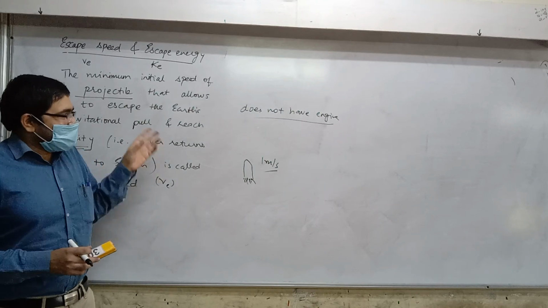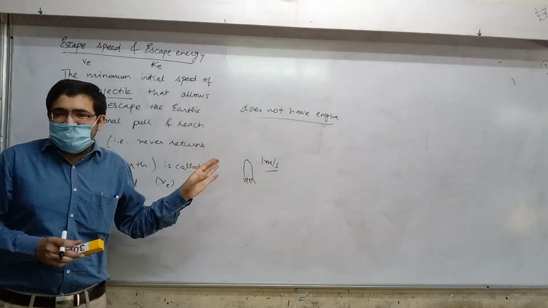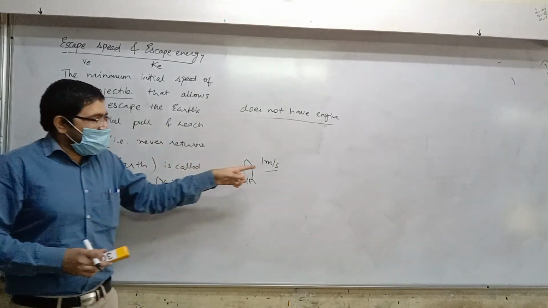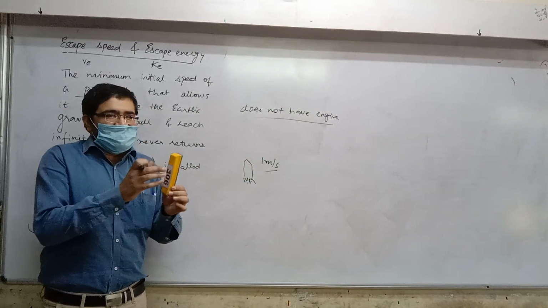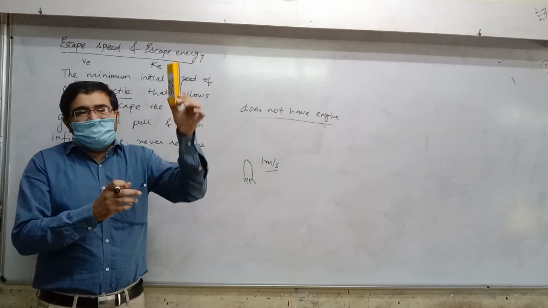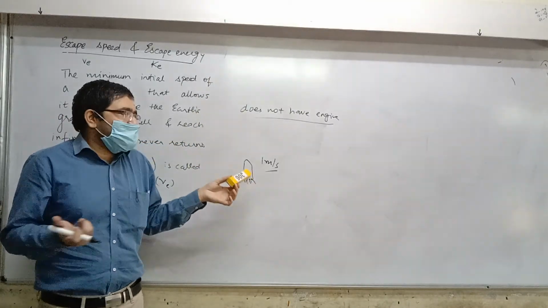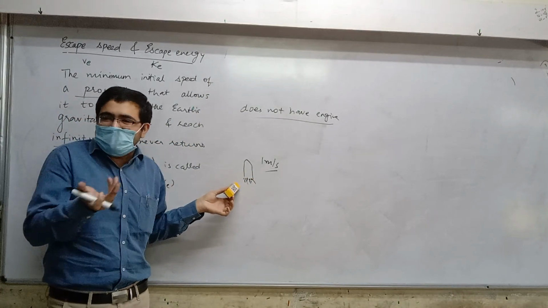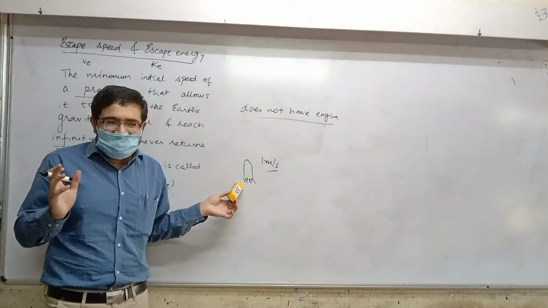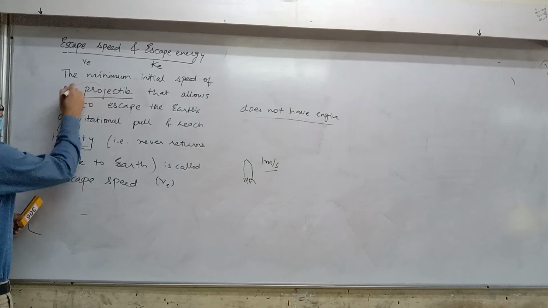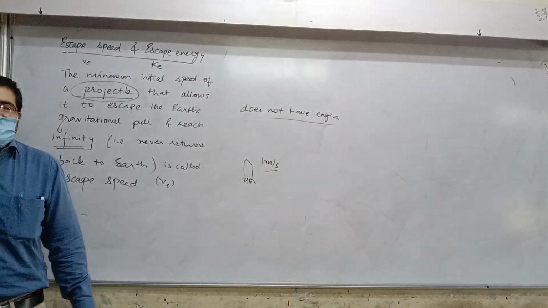So is escape speed necessary for escaping Earth's gravitational field? No. If you have an engine, even 1 meter per second will get you there. Why? Every 1 second it will go up by 1 meter, 1 meter, 1 meter. When will it return? Never, unless its fuel gets exhausted. You understood what I said? So this is only valid for a projectile, which is something that does not have an engine.